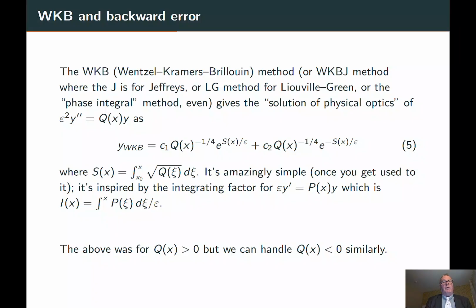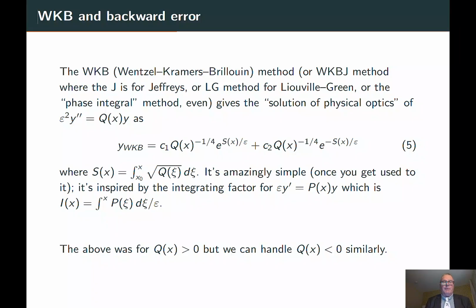So for a Schrodinger type equation, epsilon squared y double prime equals q of x y, a linear equation with no damping term in there, the method gives the solution y_WKB, which is a linear combination of two terms: q of x to the minus 1/4 e to the s over epsilon plus q of x to the minus 1/4 times e to the minus s over epsilon, where s is the integral of the square root of q.